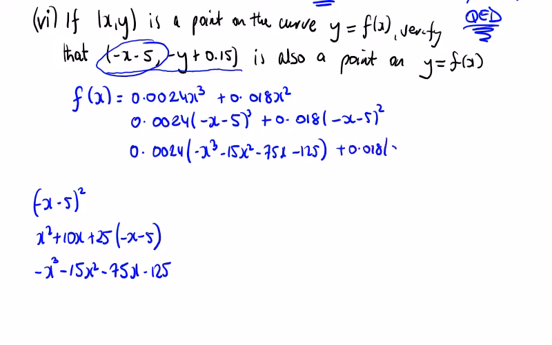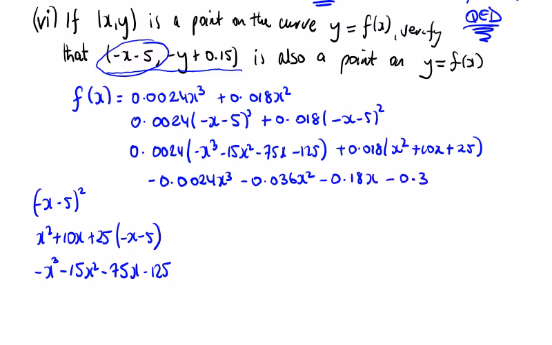the 0.018 gets multiplied by the x squared plus 10x plus 25. So multiplying these out, we're going to get minus 0.0024 x cubed. 0.024 by 15, we're going to get minus 0.036 x squared. We're going to get minus 0.18x, and we're going to get minus 0.3. So that's this guy multiplied out.